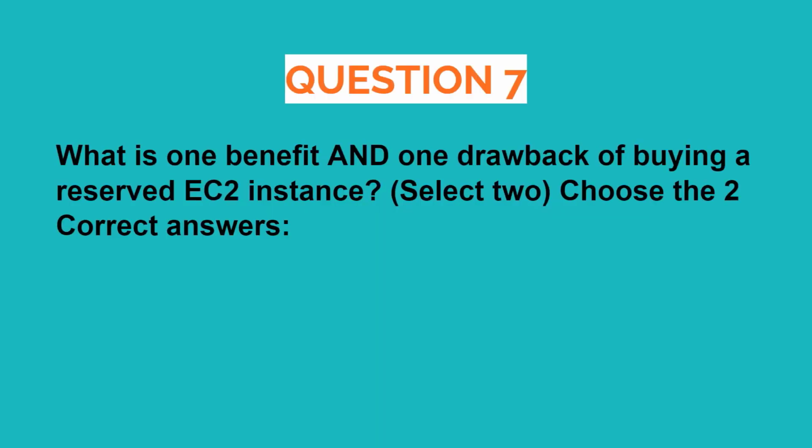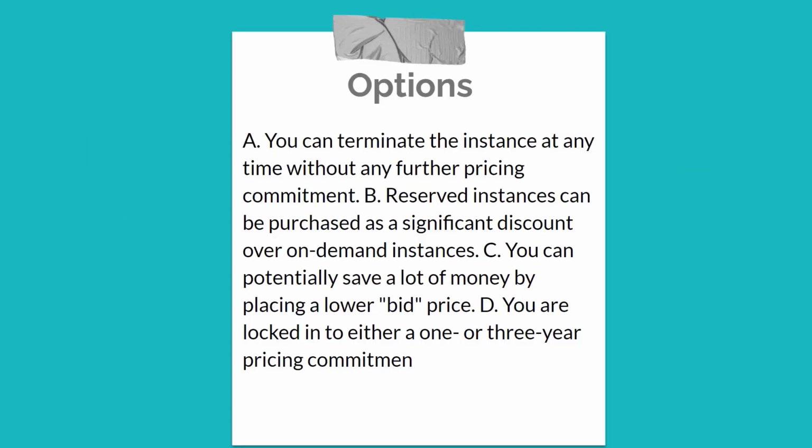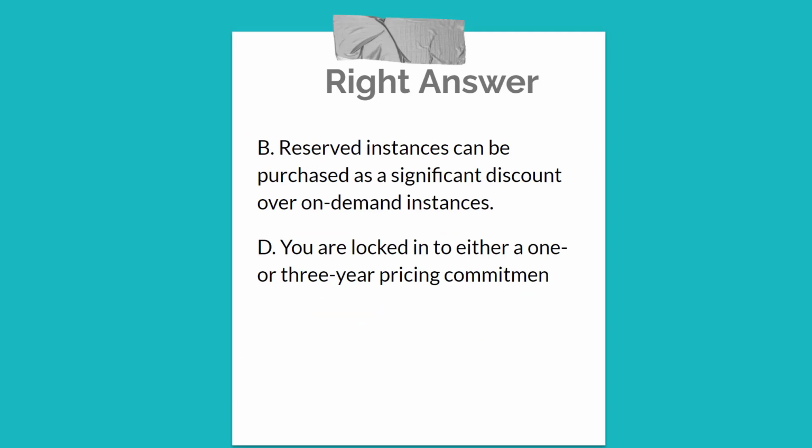Question 7. What is one benefit and one drawback of buying a reserved EC2 instance? Select 2. Choose the 2 correct answers. Option A. You can terminate the instance at any time without any further pricing commitment. B. Reserved instances can be purchased at a significant discount over on-demand instances. C. You can potentially save a lot of money by placing a lower bid price. D. You are locked into either a 1 or 3-year pricing commitment. Answer B and D.